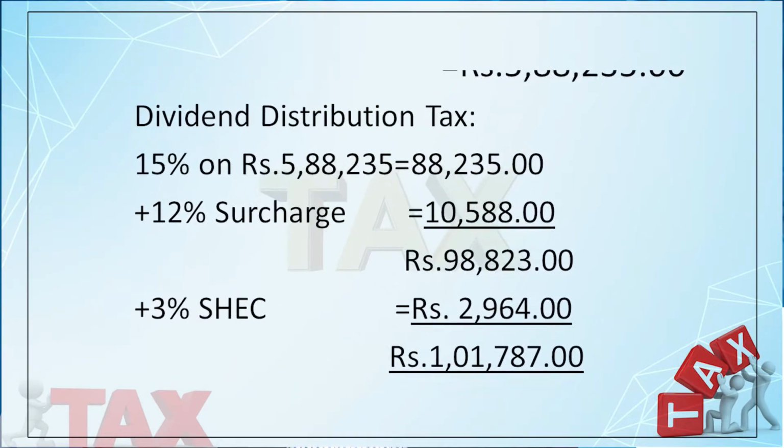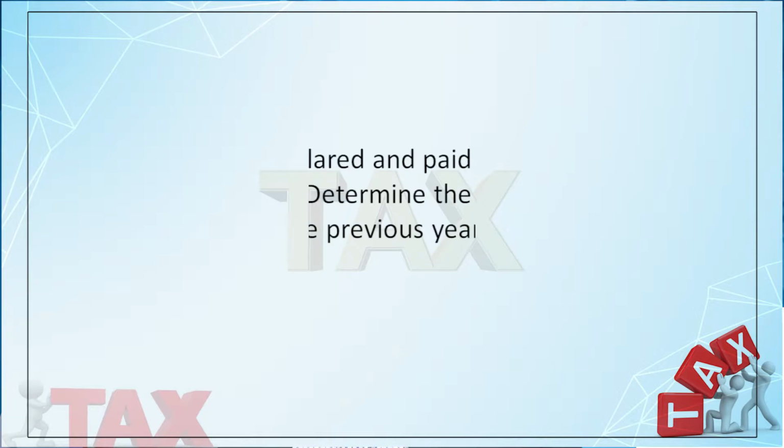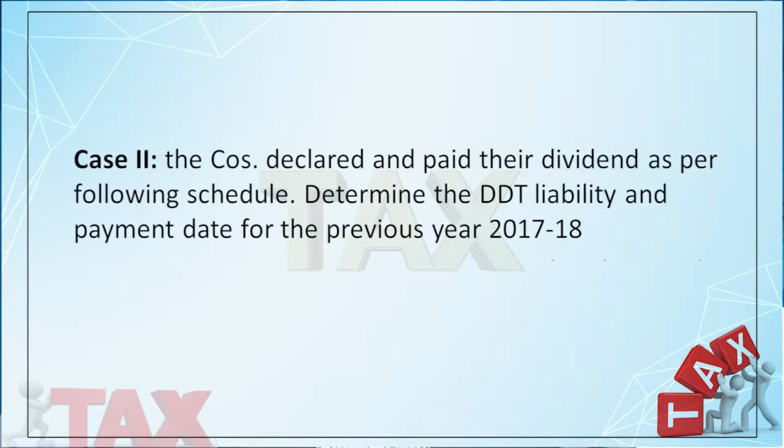This is 88,235. Then you have to add the surcharge at the rate of 12%. Then you have to add the secondary and higher education cess at the rate of 3%. So, total dividend tax would be 1,01,787.